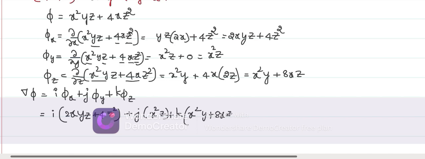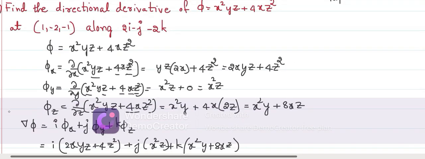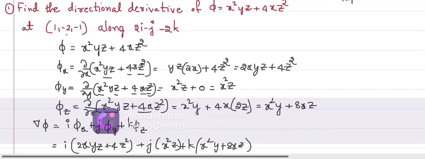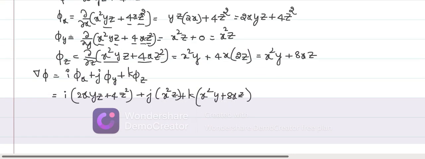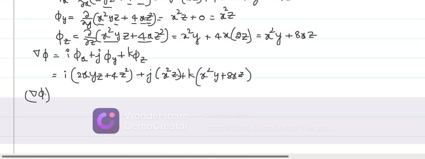Right? So now we have to calculate the partial differentiation, we calculated the gradient. Now we have to calculate the gradient at this point (1, -2, -1). Now the gradient of phi at, what is the point? It is (1, -2, -1). That means we have to substitute x equal to 1, y equals to -2 and z equals to -1.